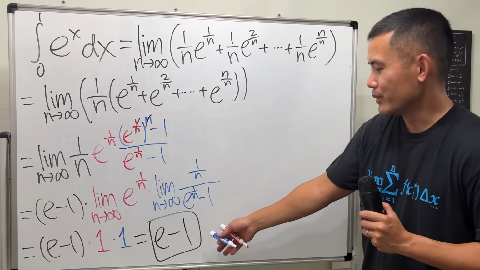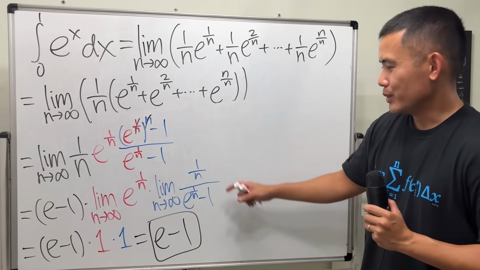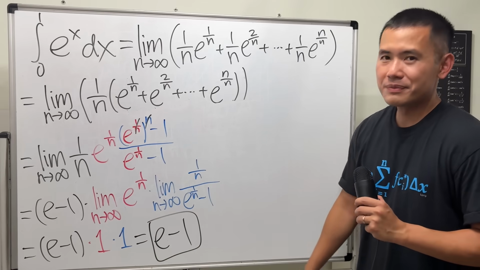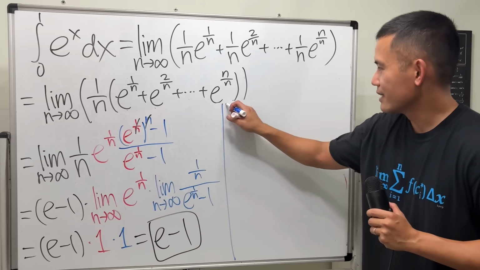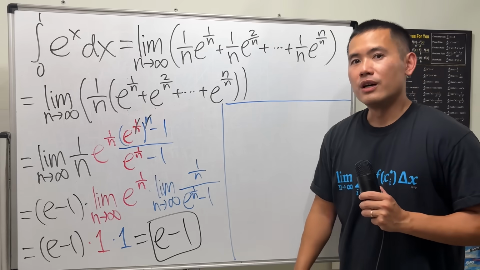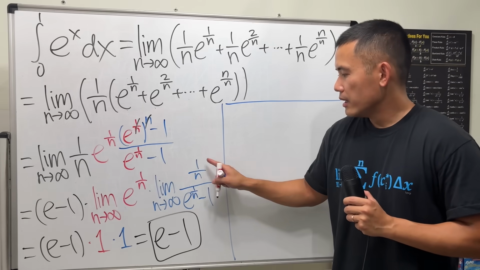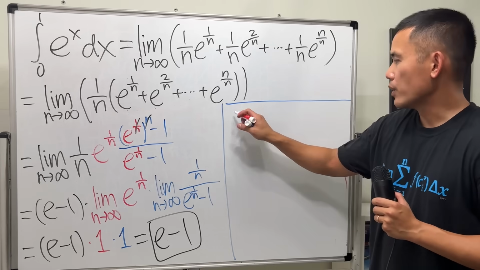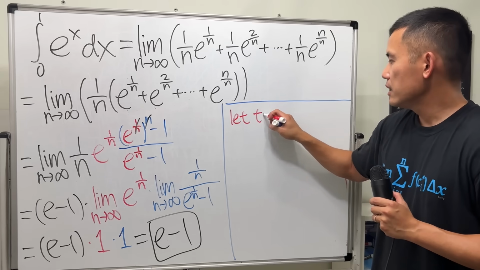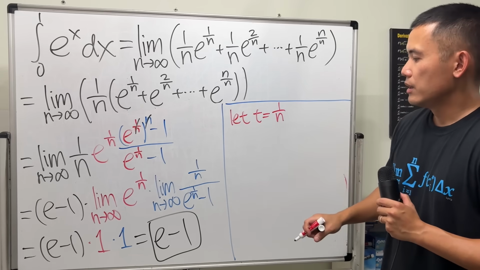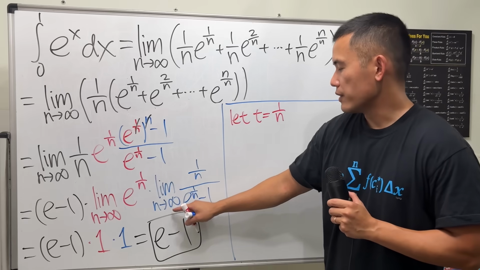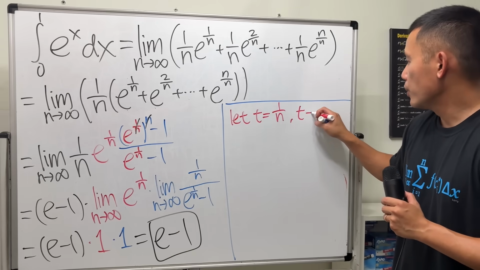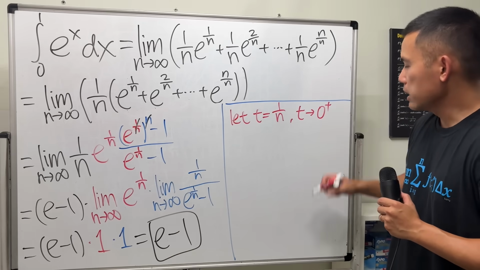Yes, and I know what you guys are thinking. Why is this equal to 1, right? Do we do L'Hopital's rule or not? Not so much, but here's the explanation. I will do a change of variable. 1 over n, same thing. So I will let t equal 1 over n. And because n is going to infinity, so t will go into 0 plus.